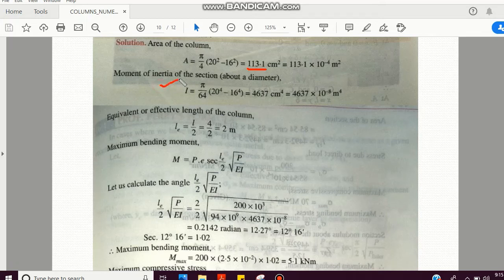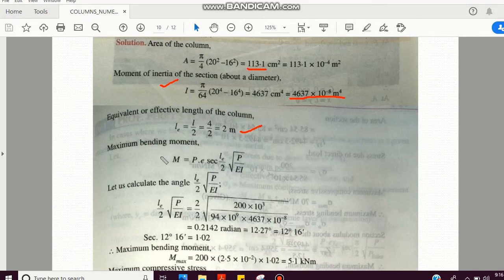Now the moment of inertia, that is pi by 64 into capital D to the power 4 minus small d to the power 4, so that becomes 4637 into 10 to the power minus 8 meter to the power 4. Since both ends are fixed for this column, the equivalent length is equal to the actual length by 2, so that becomes 4 by 2, so that is 2 meter.